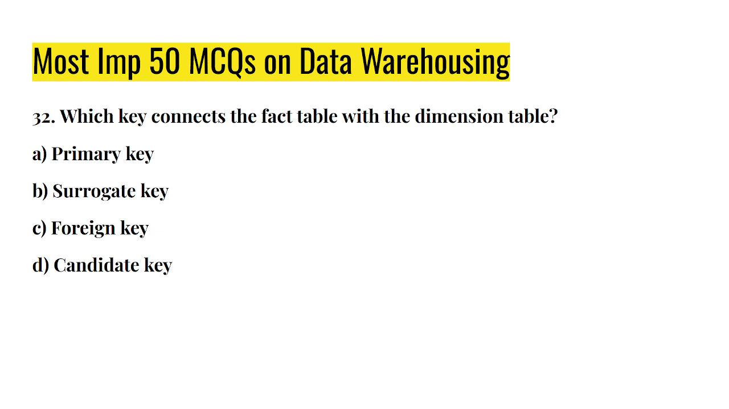Question number 32. Which key connects the fact table with the dimension table? Primary key, surrogate key, foreign key, or candidate key? Correct answer is foreign key. Foreign key is going to connect the fact table with the dimension table.